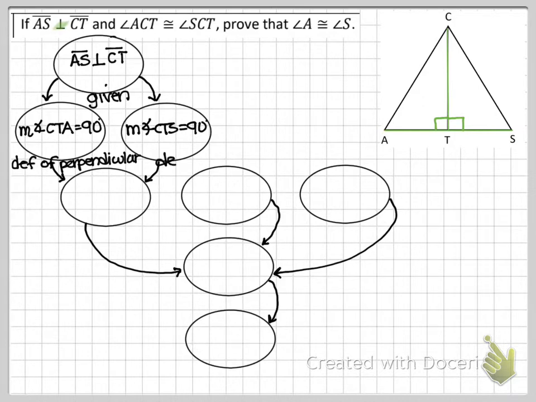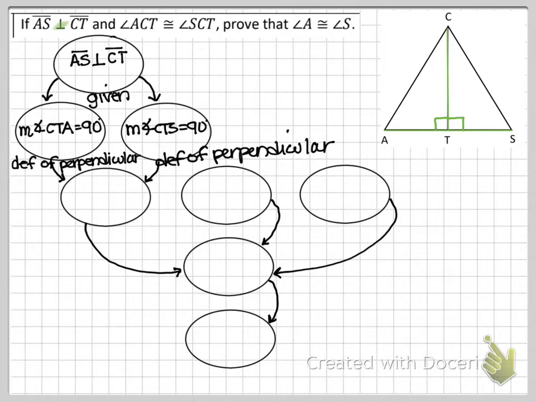So this is the definition of perpendicular. Okay, that takes care of what it means to be perpendicular. Then that means the two angles are going to be 90 degrees. However, if both of those angles are 90 degrees, then they're the exact same size. If they're the exact same size, then those two angles are going to be congruent to each other. So notice that the arrows are flowing down to the next bubble.